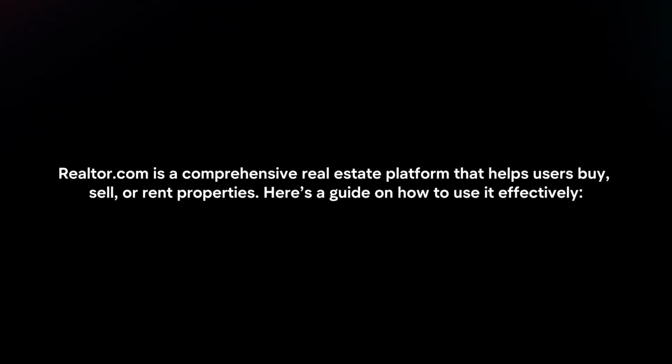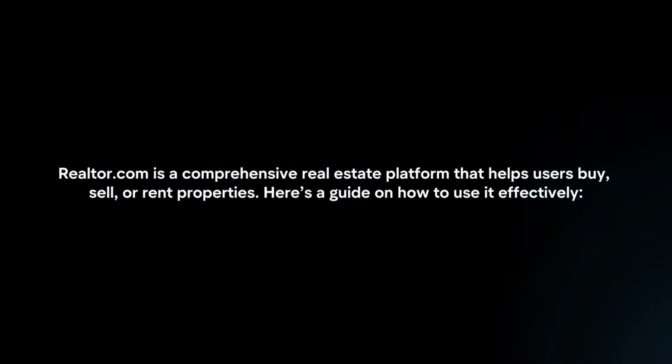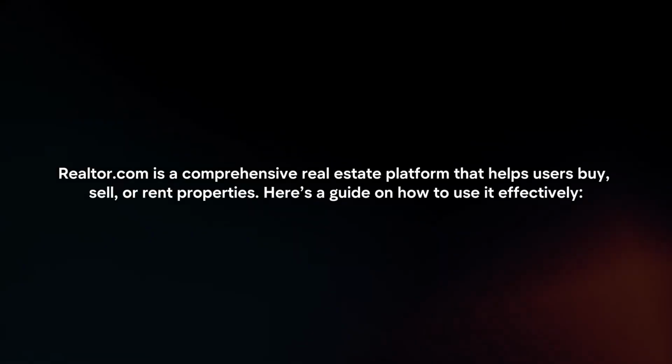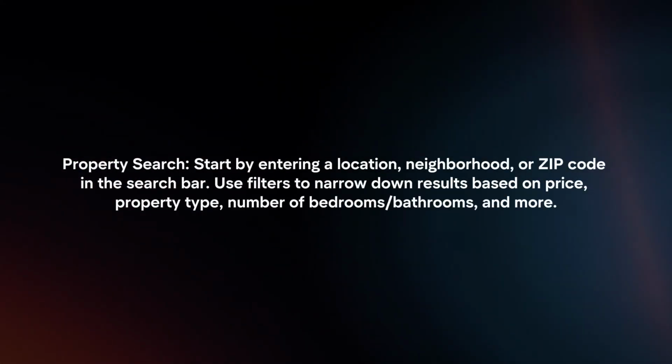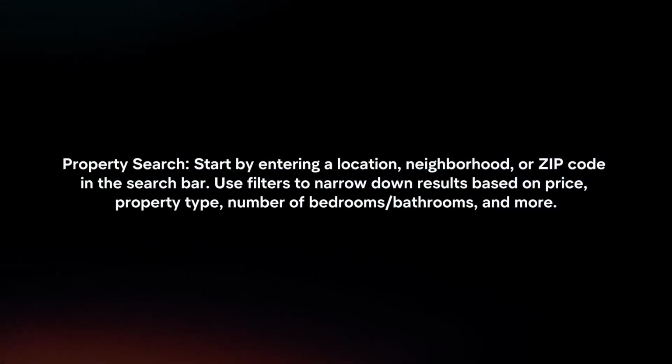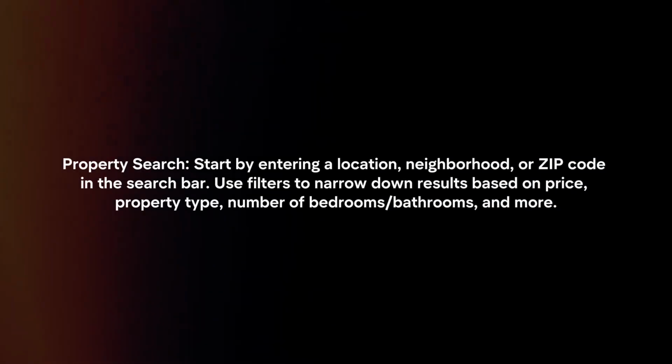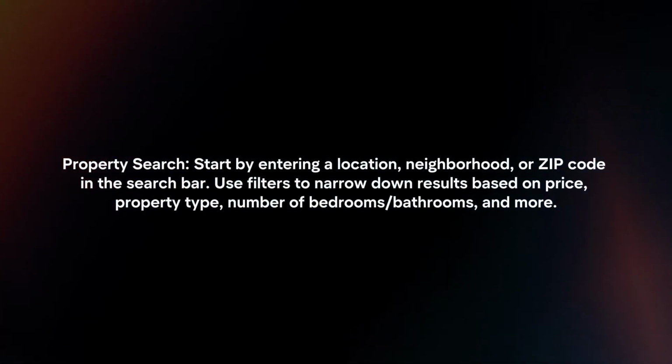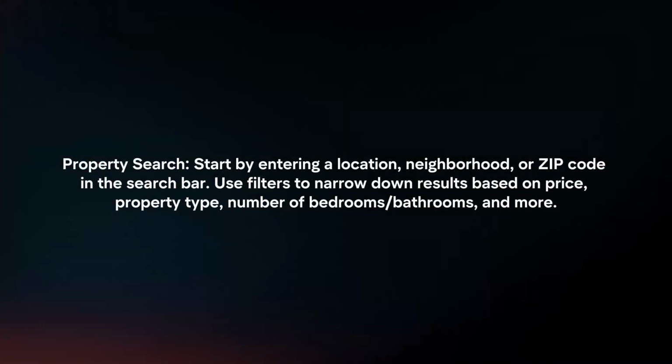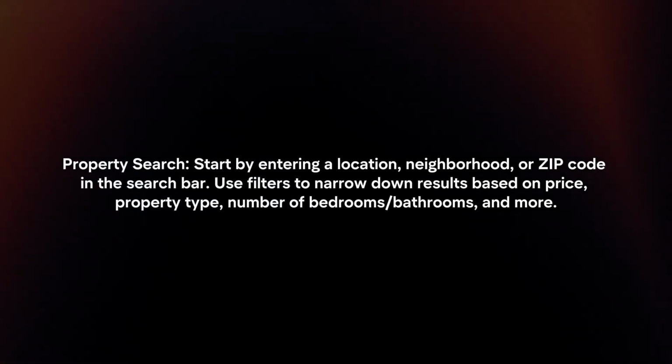Realtor.com is a comprehensive real estate platform that helps users buy, sell, or rent properties. Here's a guide on how to use it effectively. Property search. Start by entering a location, neighborhood, or zip code in the search bar. Use filters to narrow down results based on price, property type, number of bedrooms or bathrooms, and more.